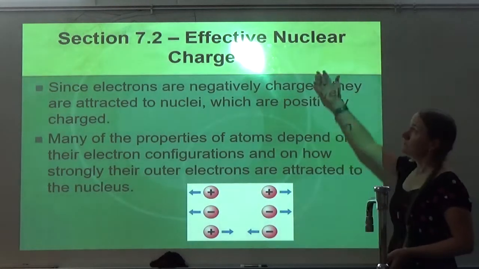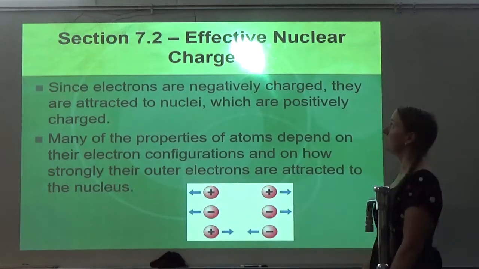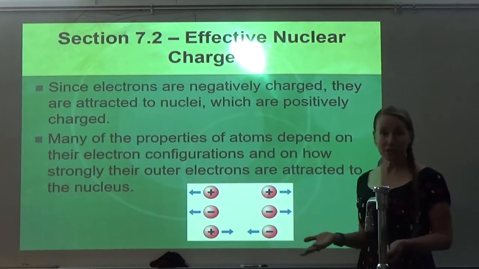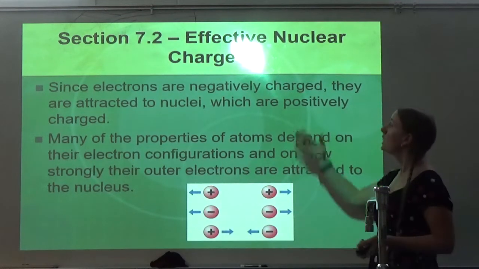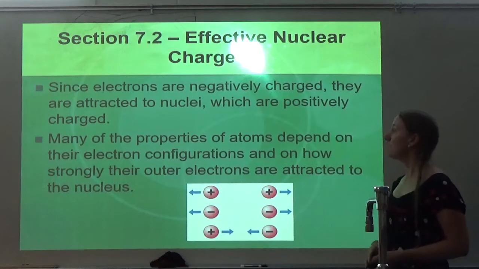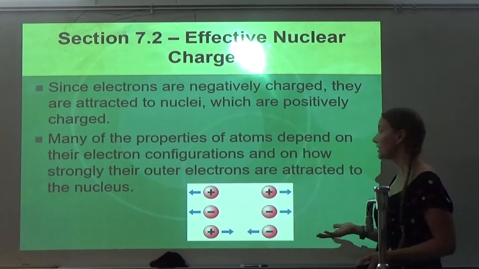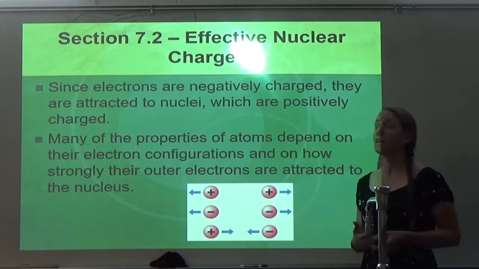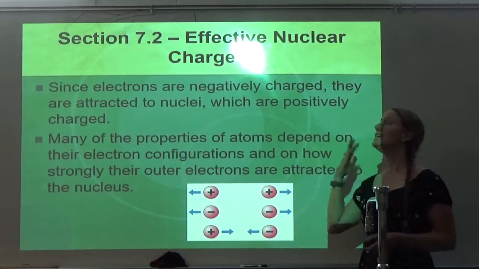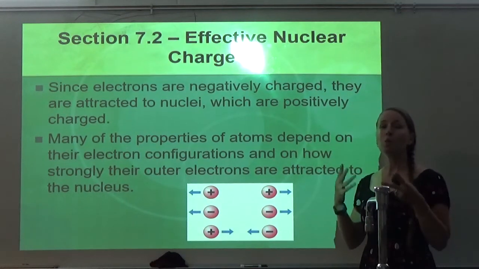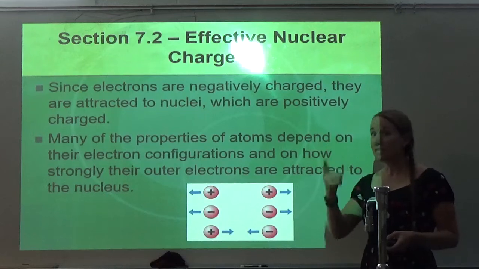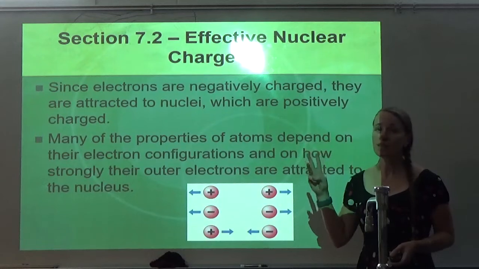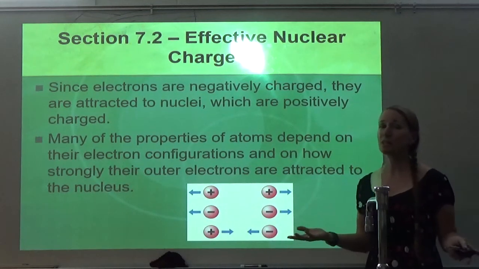So section 7.2. Wow, 7.1 was fast. Effective nuclear charge. Since electrons are negatively charged, they are attracted to nuclei, because of course a nucleus is positively charged. Many of the properties of atoms depend on their electron configurations and on how strongly their outer electrons are attracted to the nucleus. So y'all, when we get into the deep part of periodic trends, it's all based on two things: distance from the nucleus and the strength of the nucleus. There's just a third thing that sometimes we talk about, and that'll be electron-electron repulsions.